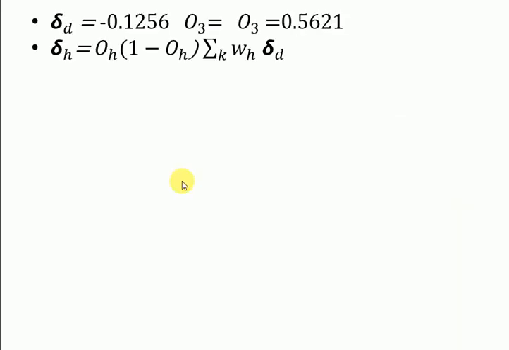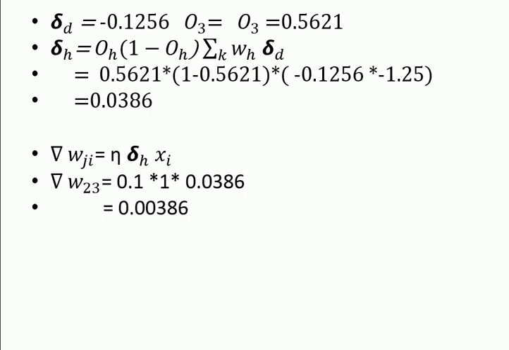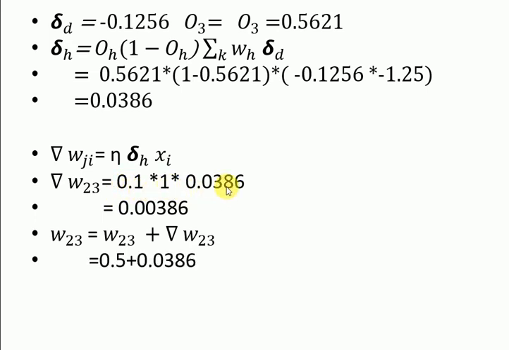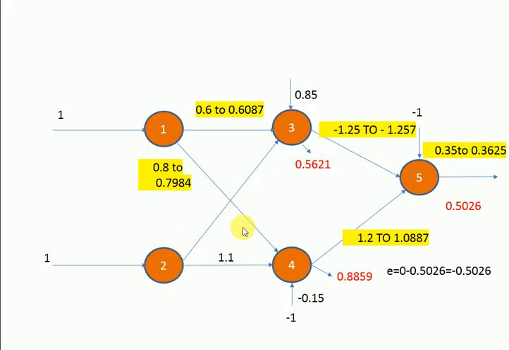Now the next one, we calculate for 2 3, the same one. So the big O of 3 is equal to 0.5621 and 0.0386, and derivative of W is equal to eta into delta H into X of i, which is 0.1 into 1 into 0.0386, and this is 0.5. The new value formed is 0.5 to 0.586, that is, we have got 0.586.